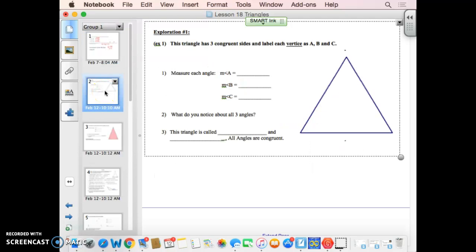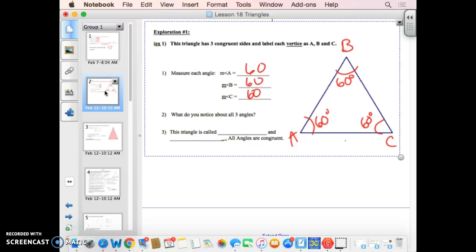All right, so let's look at our first exploration. What I'd like you to do is take your protractors out and measure each of these angles. This is angle A, B, and C. Then come back and see if you get the same measurements that I get. Okay, welcome back. What I noticed was that angle A was 60 degrees, angle B was 60 degrees, and angle C was also 60 degrees.